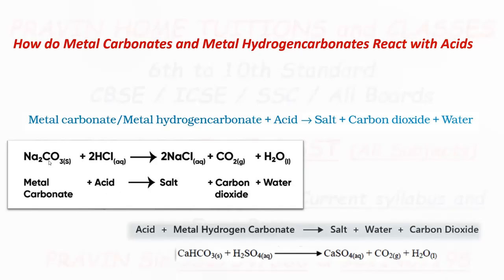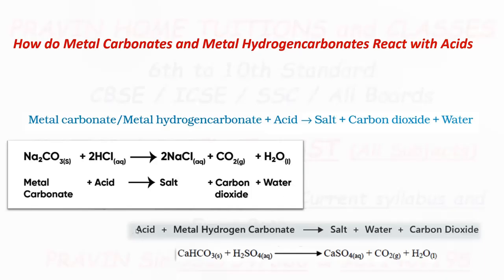So example, Na2CO3, sodium carbonate is a metal carbonate, and HCl, hydrochloric acid. When these two react with each other, the products formed are salt, NaCl, sodium chloride, CO2, carbon dioxide, and H2O, water.